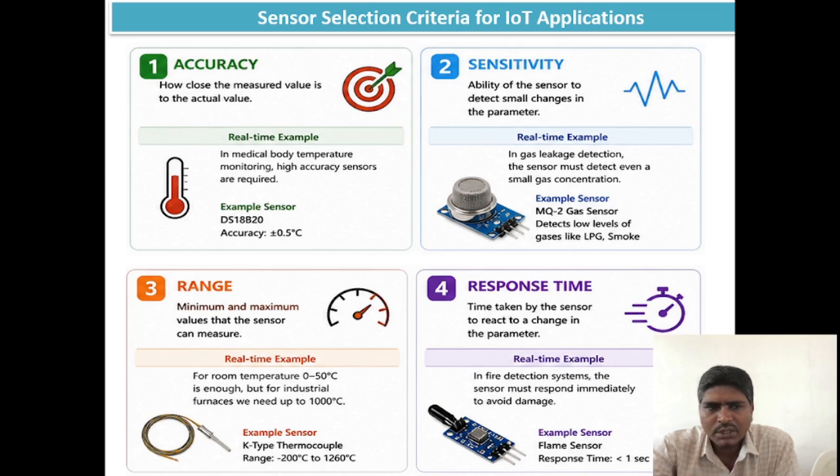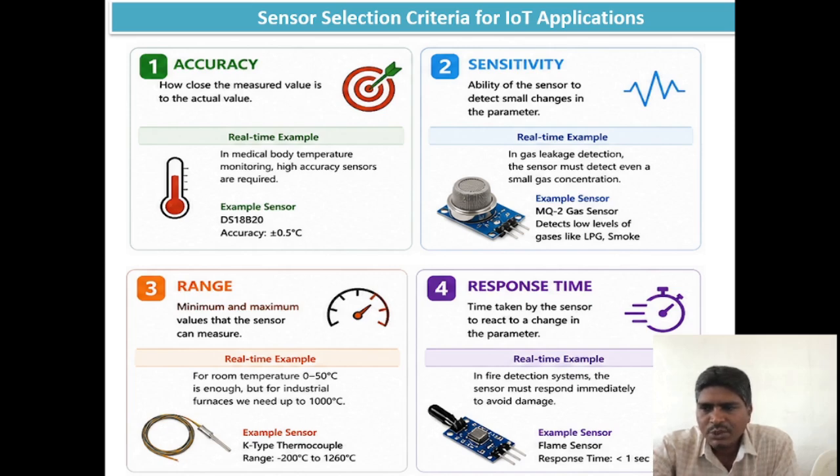Third is range. Range defines the minimum and maximum values a sensor can measure. For example, in a home environment, a temperature range of 0 to 50 degrees Celsius is sufficient. But in an industrial furnace, temperature can go above 1000 degrees Celsius. So selecting the correct range is very important.